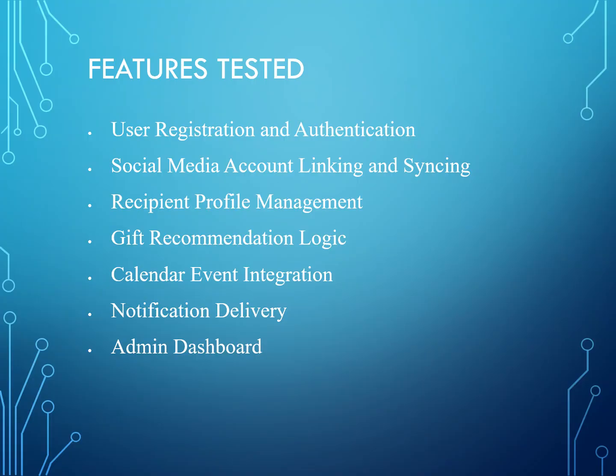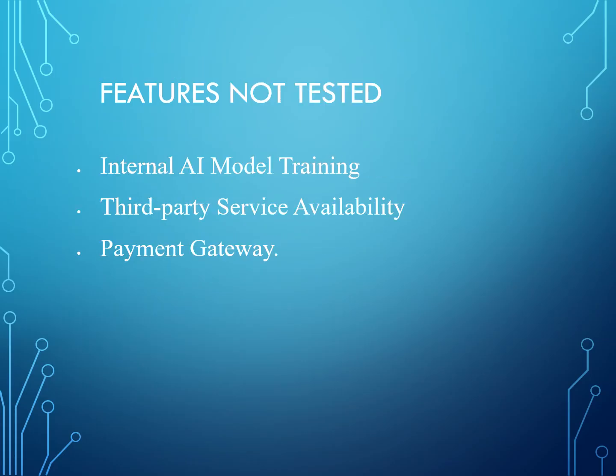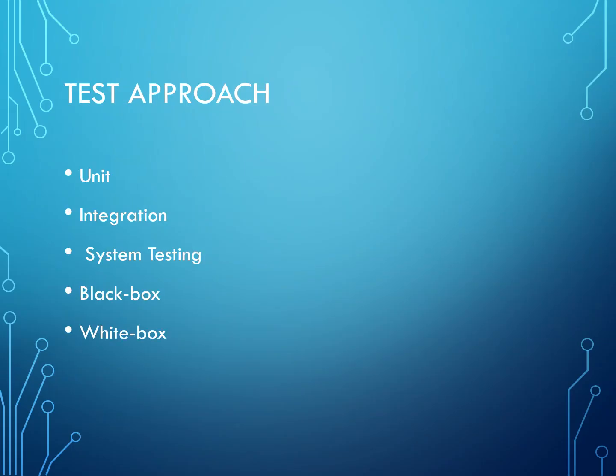The features that were tested were the user registration and authentication, social media account linking and syncing, recipient profile management, gift recommendation logic, calendar event integration, notification delivery, and the admin dashboard. Features not tested, unfortunately, were the internal AI model training, third-party service availability, and payment gateway. For the test approach, we used various test approaches: unit test, integration, system testing, and also black box and white box.